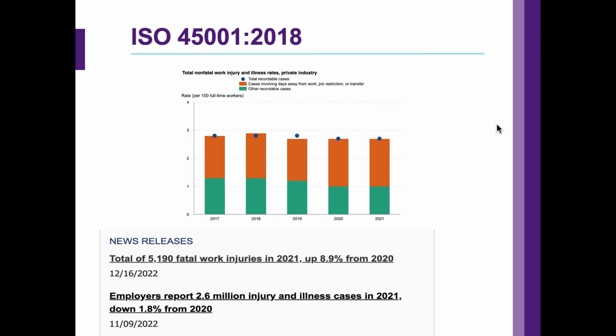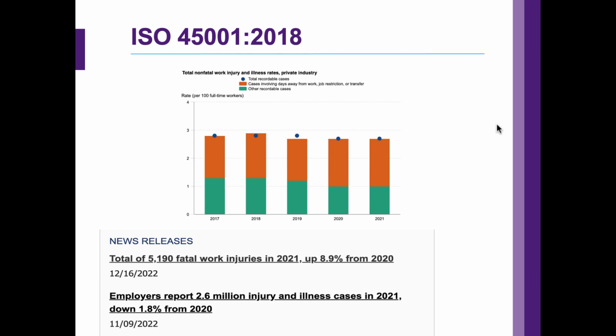So I think it's good to start with some data. This is being recorded in July of 2023, and this was the most recent injury and illness data that I can find. And fatalities are up almost 9% from 2020. So that's 5,190 people lost their lives in the United States last year. And employers report 2.6 million injuries and illnesses in 2021, and that's down 1.8% from 2022.